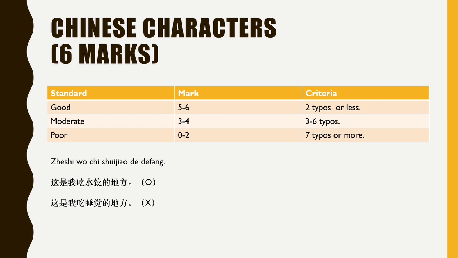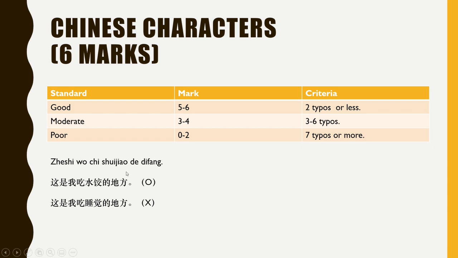Okay, let's see this sentence. Originally maybe you want to type "this is a place I eat the dumplings." So 这是我吃水饺的地方。 The correct sentence should be the first one. 这是我吃水饺的地方。 The typing is this one.